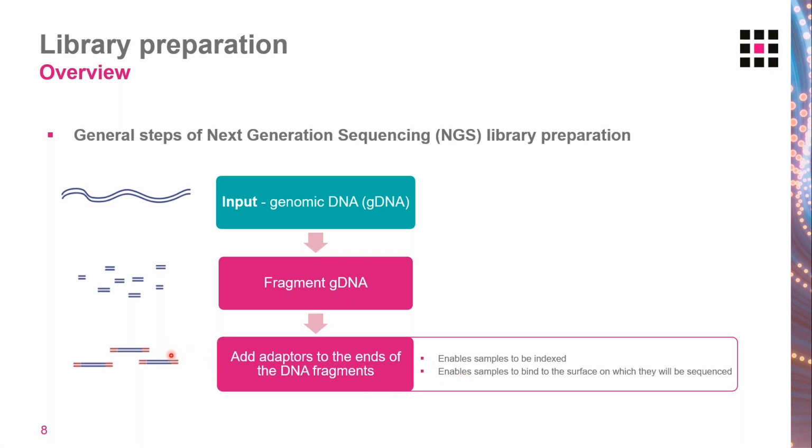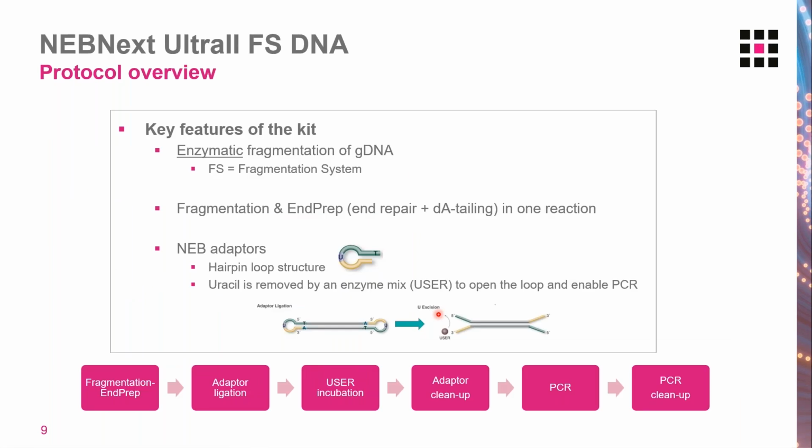These modifications to the ends of the DNA fragments also enable the library to bind to the surface on which it will be sequenced. So it's really important that all of these steps of the library prep execute correctly in order to generate a library that can actually be successfully sequenced.